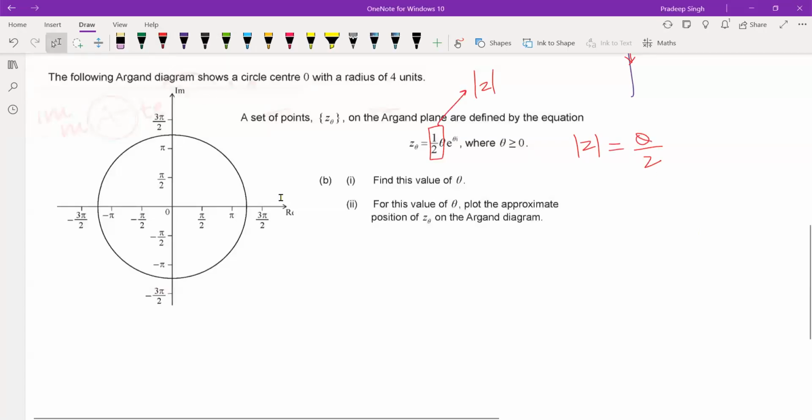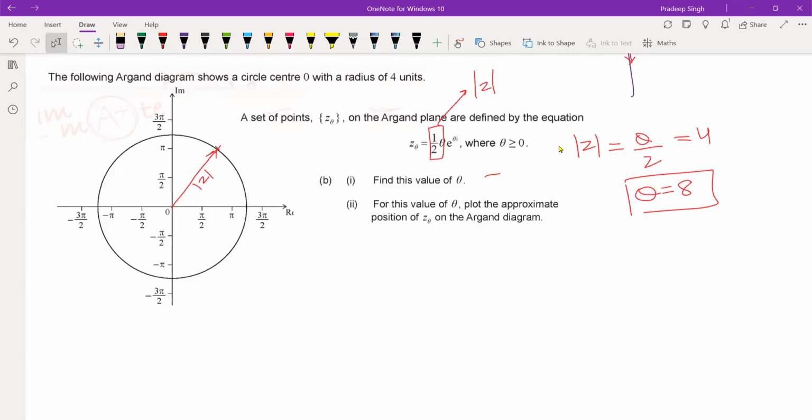Now, this entire equation basically represents all the points on this circle. So if you randomly take any point on this circle, let me put a cross, the distance of that complex number from the origin by definition is the mod z, right? So mod z is also equal to the radius of this circle, which is equal to 4 units. And that's why we can write mod z is equal to 4 units. So you equate theta by 2 with 4 to get 8. 8 will be the answer for the first case.